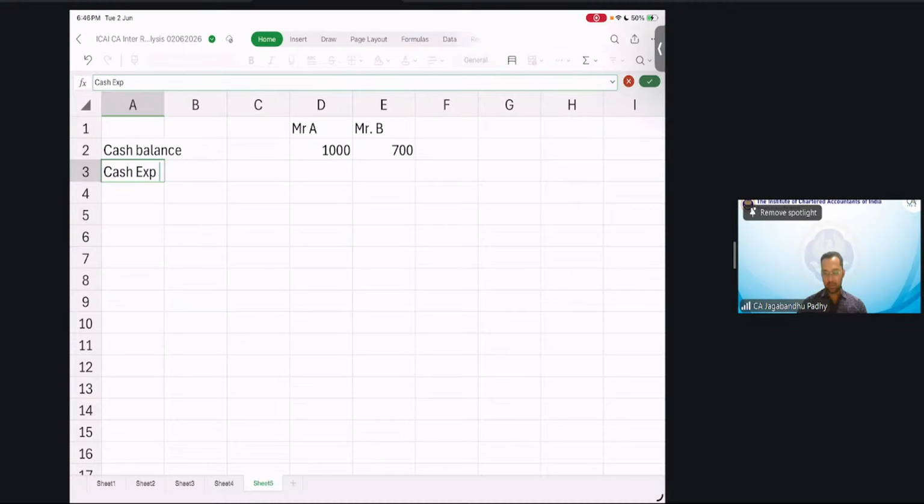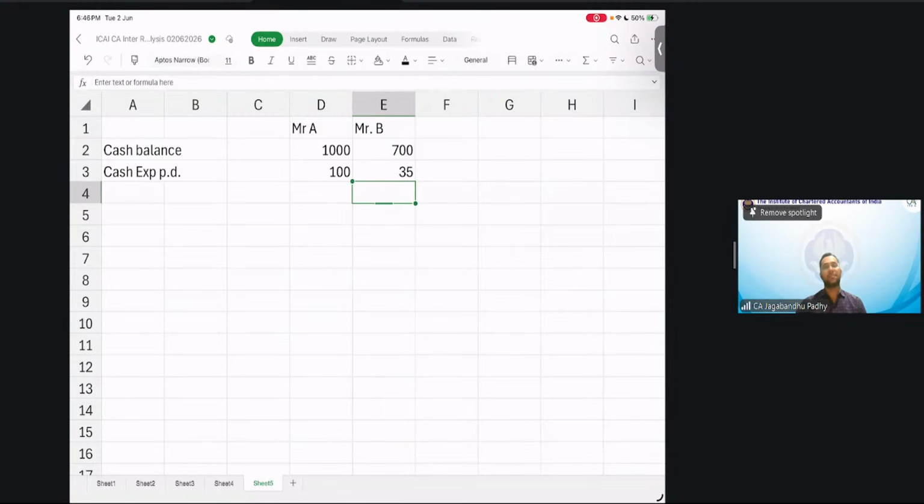So cash expense per day. Let's say over here the per day expense is 100 and this guy has got a per day expense of 35. Now tell me which of these two persons is having a greater liquidity, or who will be able to survive in a better way? Who is having a greater chance of paying the obligations? B, right? Because you see the expense is low for Mr. B.